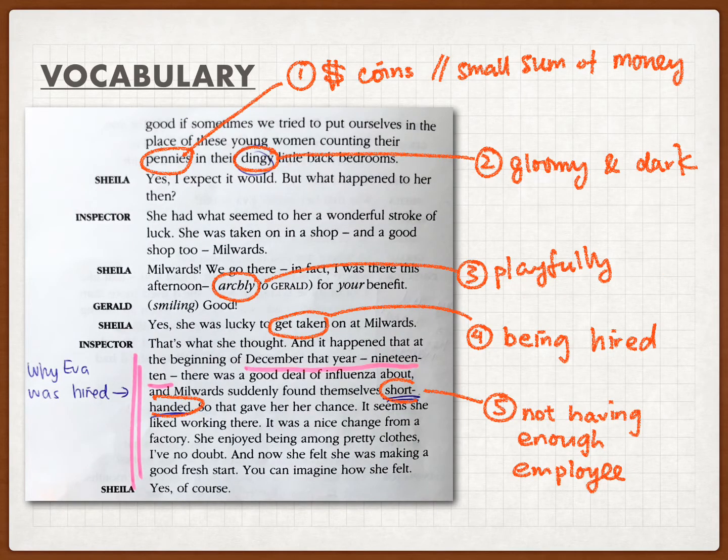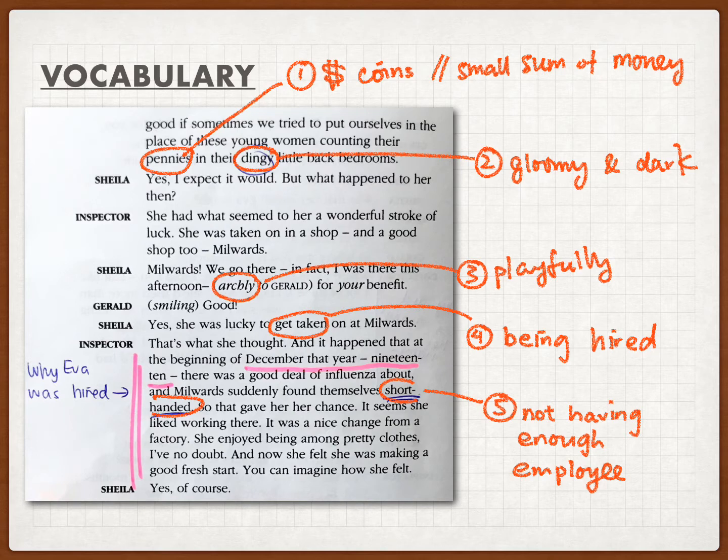Let's continue with this part. Take a look at these words. So number one, pennies. Originally, penny means the coin, but it can also mean a small sum of money, so very little money. And then those young working class women would count their pennies, would count their money in their dingy little back bedrooms. So dingy means gloomy, dark, very uncomfortable. A bedroom that is uncomfortable and dark and small.